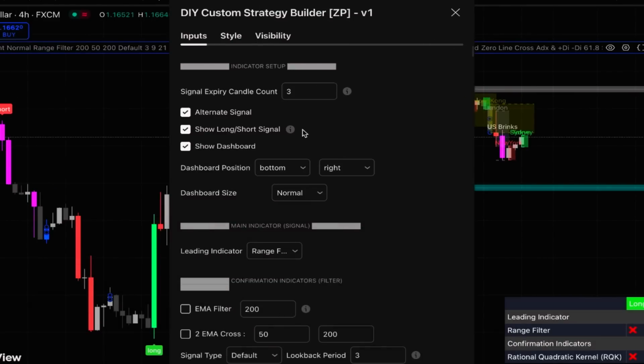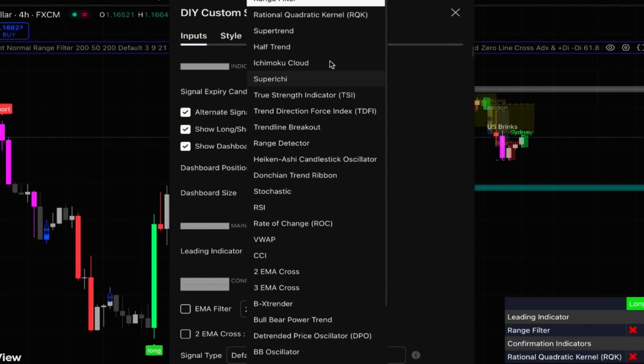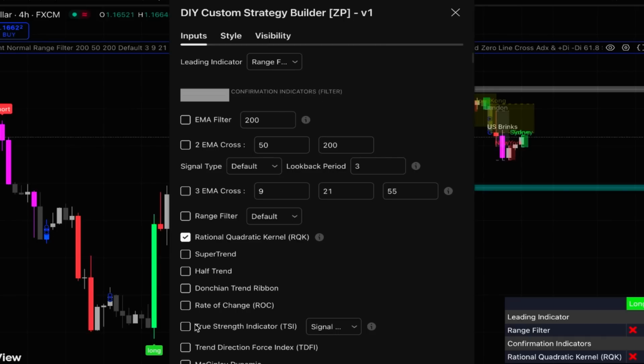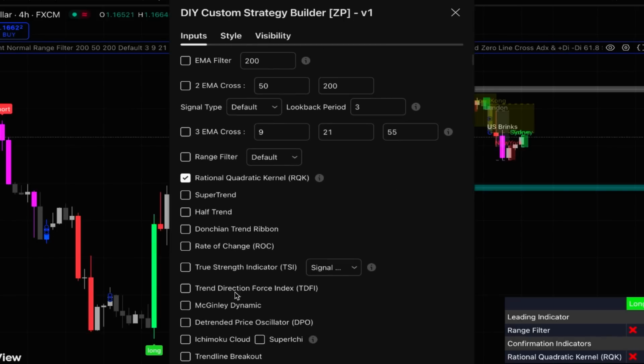Alright, getting back to the indicator, and let me teach you how you can define your trading strategy. Here you define your leading indicator from this list of the indicators that we have here, and after that, here in this part, you choose your confirmation indicators by selecting the indicators that you want in your trading strategy.